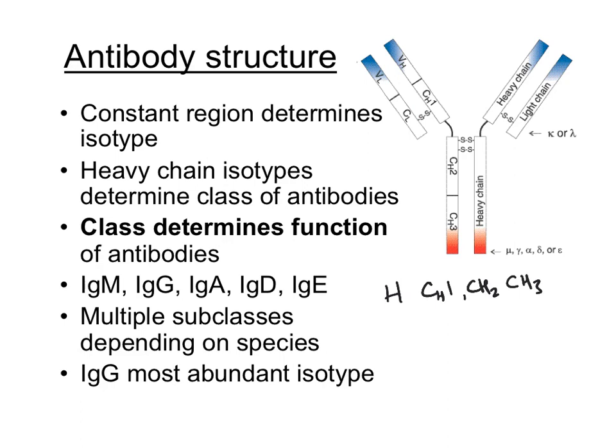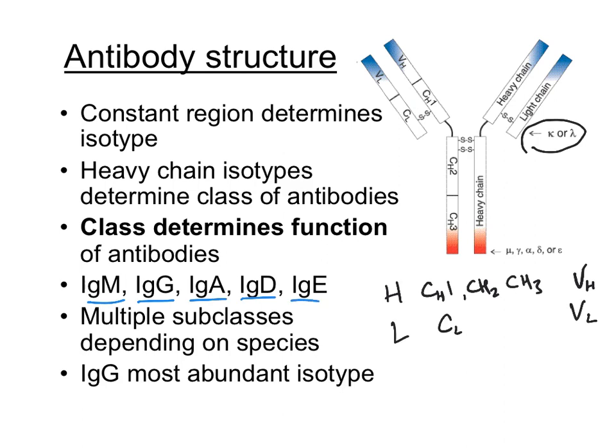Similarly, there's going to be a variable region for the heavy chain. Then for the light chain, you just have one immunoglobulin-like constant region for the light chain and one variable region for the light chain. And remember, the light chain will be either kappa or lambda. There are 5 different classes of antibodies, and they each have somewhat overlapping but distinct functions. And the classes are called IgM, IgG, IgA, IgD, IgE.